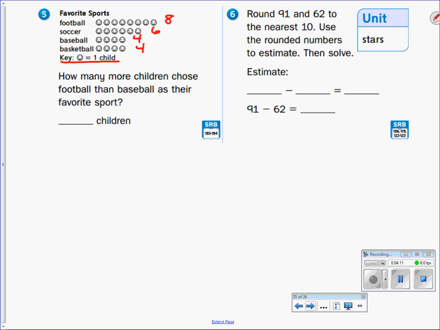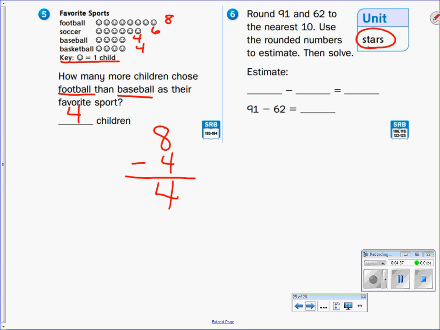Now it makes it easier for me to see. So I want to know how many more chose football than baseball. So football I had 8, baseball I had 4. I'm looking for a difference, so I'm going to subtract, so my answer would be 4 more children. Number 6, notice they have their unit, always have to have a unit, which is stars.